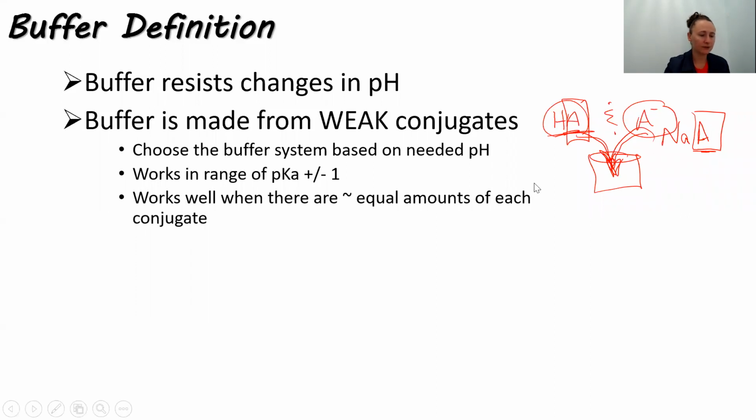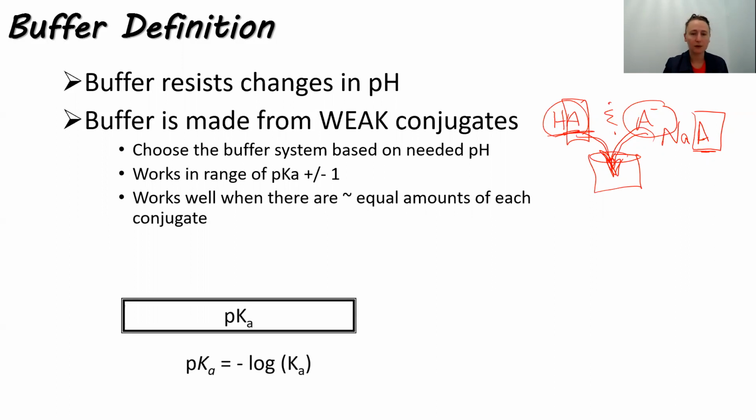You choose the buffer system based on the pH that you need, and a buffer works best in the range of pKa plus or minus 1. So what is pKa? pKa, remember, P is just a mathematical function that means negative log. So pKa means negative log of the Ka for the acid. So you just look up the Ka, take the negative log of it, and you find that range.